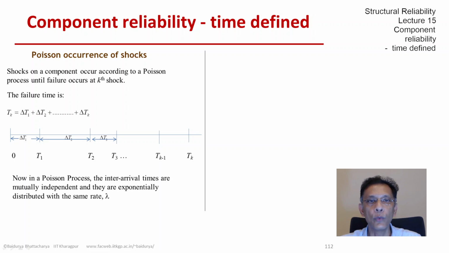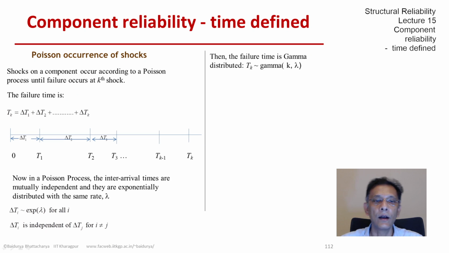So we know that in a Poisson process, the interarrival times are exponentially distributed with the rate lambda, and they are mutually independent. So that's a very useful and very powerful property. And to reiterate that, all the delta t's are exponential with the same constant lambda, which is the rate of the Poisson process, and they are mutually independent in disjoint intervals.